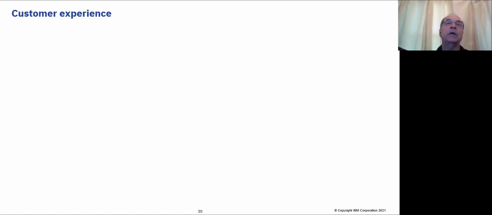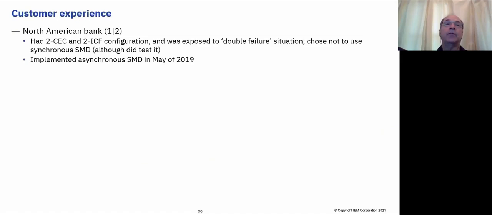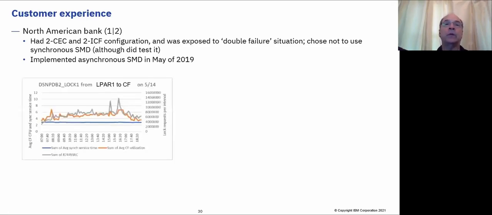So the next example I have is the North American bank. I've got 2 slides for this to look at 2 of their LPARs. So again, they had a 2 CEC, 2 ICF configuration. So they were exposed to the double failure scenario, and no matter how much we talked to them about it and about synchronously duplexing their lock structure, they tested it, they saw how expensive it was, and they said, we're not doing that. So here we are before they implement Async SMD.